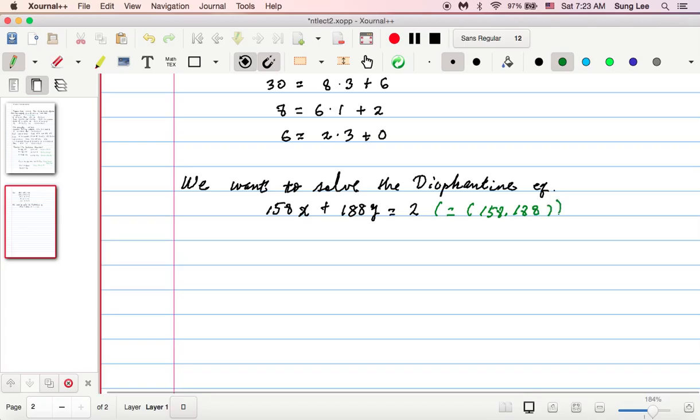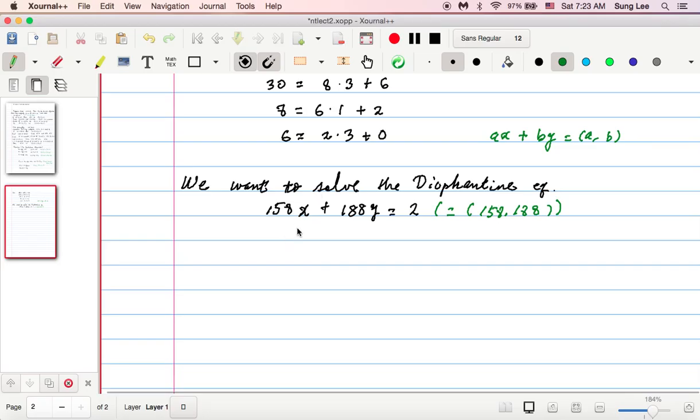So this is the example of the Diophantine equation I was talking about. Let me use a different color. So ax plus by equals the greatest common divisor of a and b.